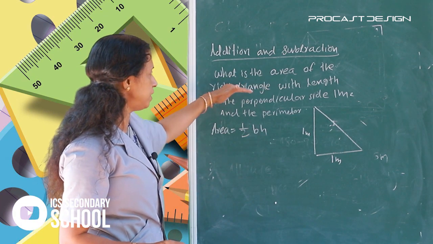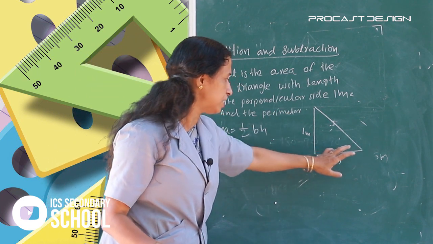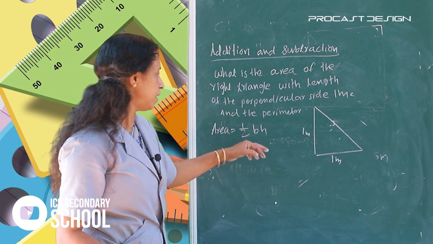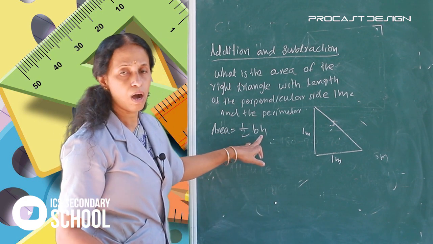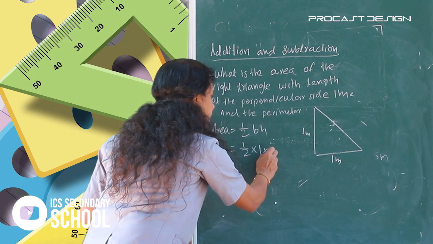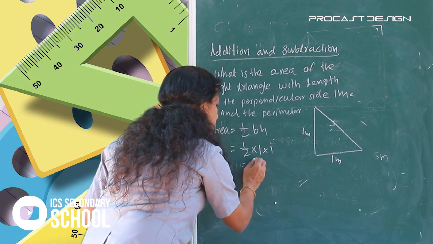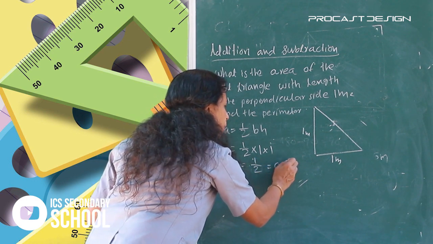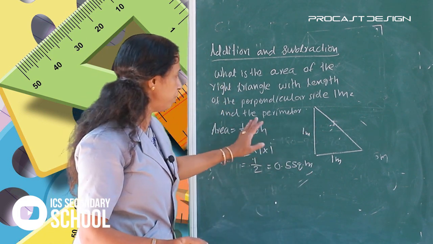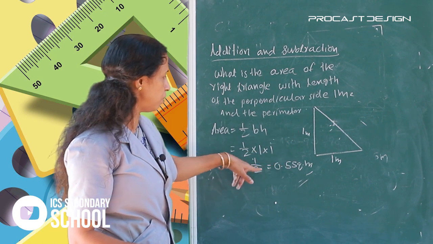The perpendicular sides of this right triangle are 1 meter. Find the third side. Area is equal to half BH, which is half into base equal to 1 and height equal to 1, which is half into 1, equal to half, equal to 0.5 square meter. The area of this right triangle is equal to 0.5 square meter. Okay.